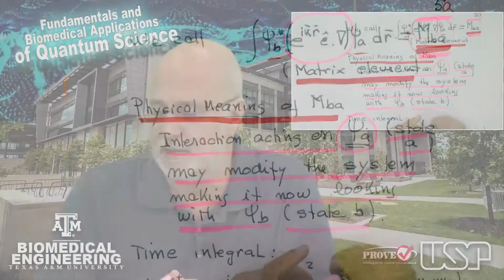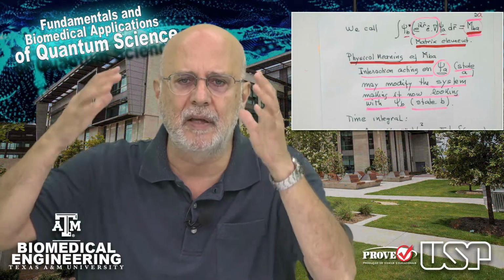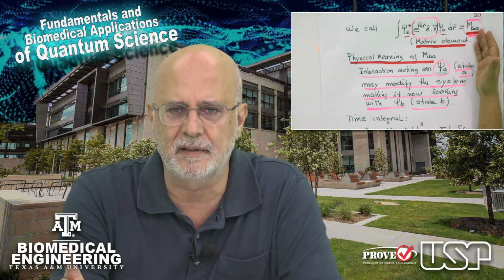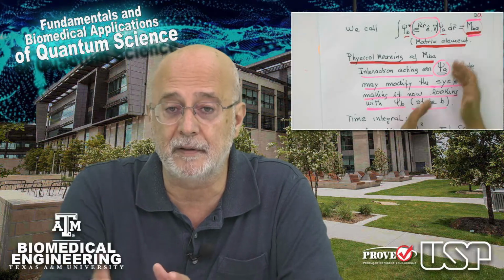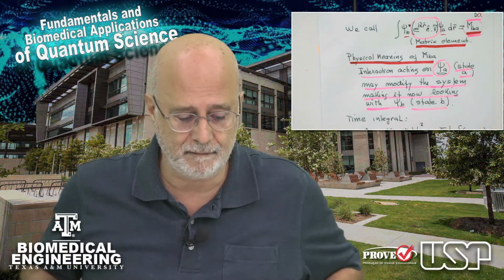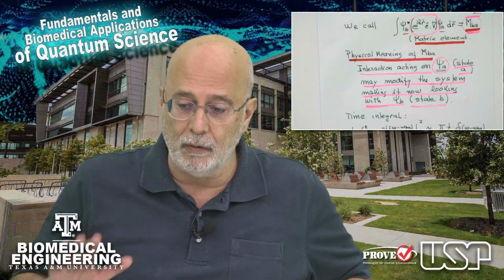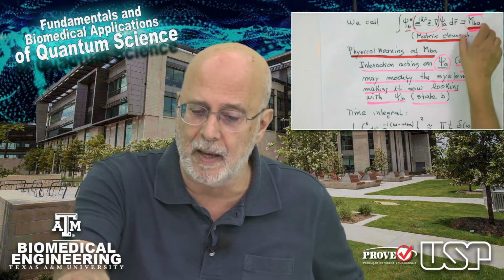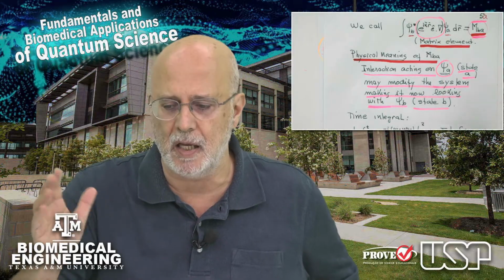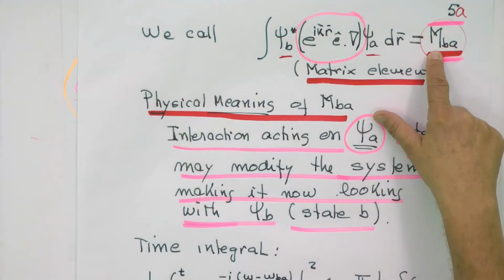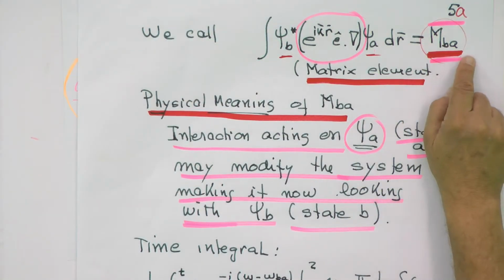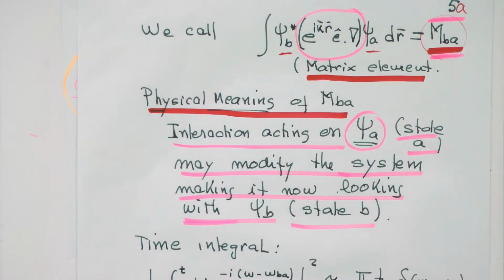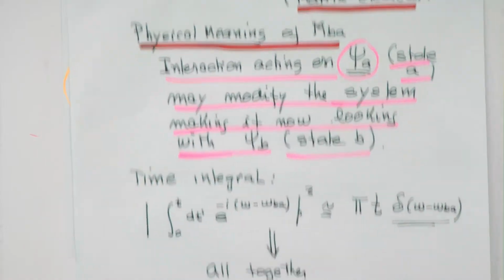It must exist. Otherwise, the thing is transparent to light. If this element does not exist, the matter is transparent to light. That's the fact. So let's leave for the moment this element just as M_BA, a matrix element M that connects the state A with the state B through the interaction introduced by the electromagnetic radiation.